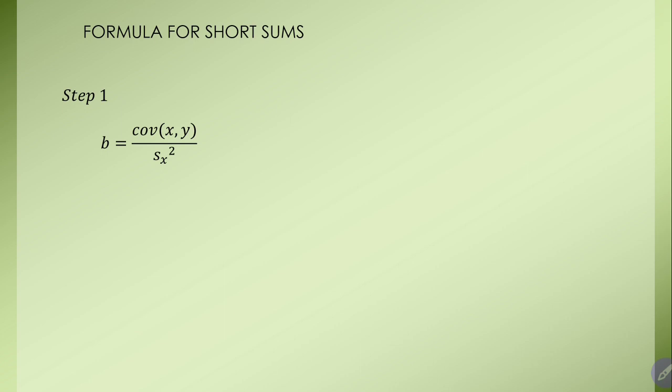Now if covariance is not given in the question, what will you do? For example, if R, the correlation, is given in the question, then we have to use the second formula, R into Sy upon Sx. Now in some questions sigma xy is given, x bar is given, y bar is given, so you have to use the third formula given on the screen. So you have to read carefully which information is given in the question, and accordingly select the formula.